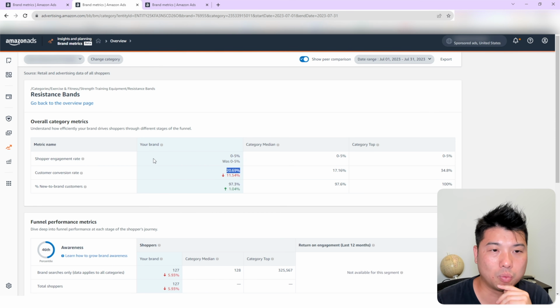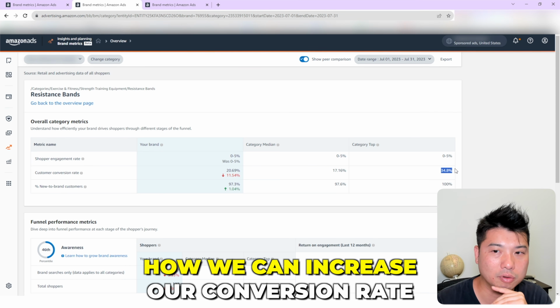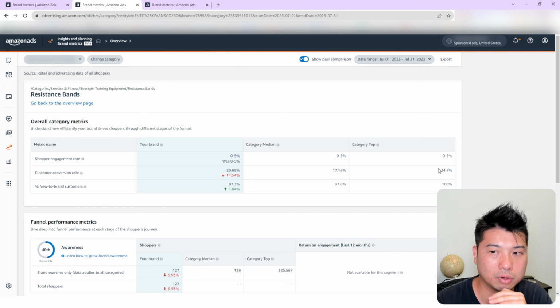If you really want to see some material improvement for this particular product, we will need to think creatively about how we can increase our conversion rate to close to the 34.8% that is in the category top.